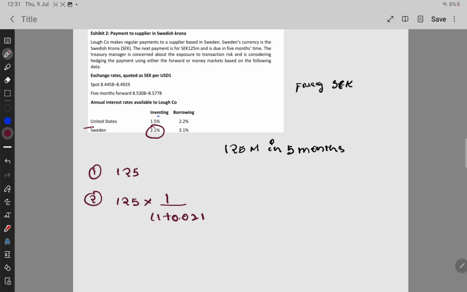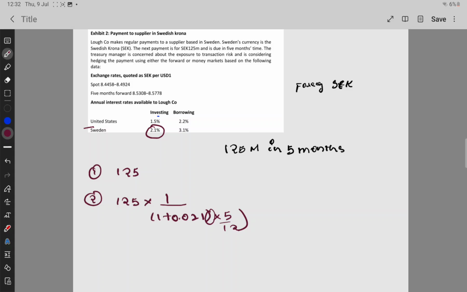Again, I told one important point, right? Pro rata basis, correct. So 5 divided by 12. Let me calculate this. I think I need an Excel for this. 1 plus 0.021 into 5 divided by 12.